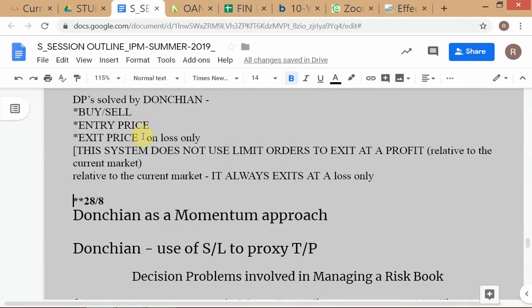So the first thing I would like to say here is, as far as the Donchian system, remember we've defined a basic breakout system as looking at N period, yeah. Do we have a mic? We don't, yeah, okay.